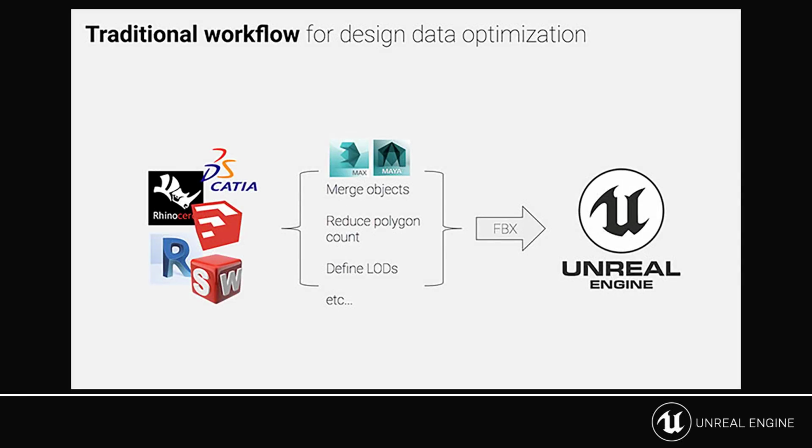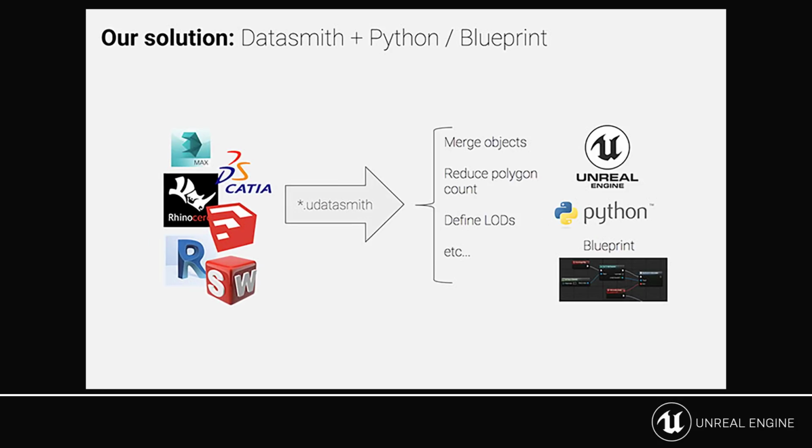So a traditional workflow, Eddie talked about this a little bit. This idea of taking data from a CAD package and maybe you have to jump into something else like Max or Maya or whatever it may be, and you need to merge the objects and reduce the polygons and go on, this whole translation, and be able to export into a format that Unreal Engine will understand. Well, Datasmith takes all of this and does it all for you.